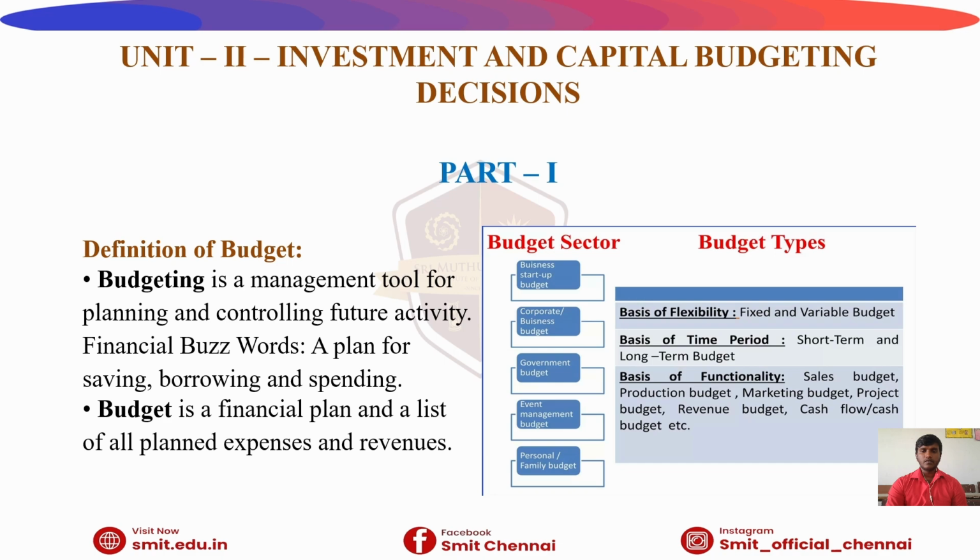What is a budget? Simply put, a budget is a financial plan that outlines expected revenue and planned expenses over a specific period. It's a management tool for planning and controlling future activity. Think of it as a roadmap for your finances, whether for your household, a business, or a government. It helps answer questions like how much will come in, how much can we spend, and where should we save. In business, budgets guide saving, borrowing, and spending decisions to ensure resources are used efficiently.